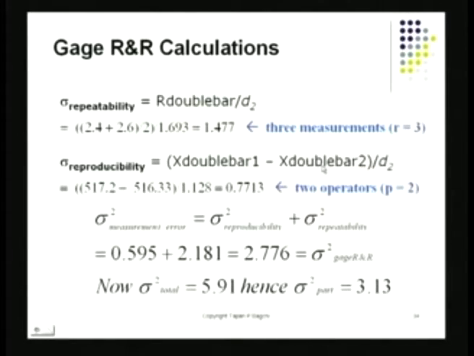This is now a range, and this range is attributable to the two operators, and therefore this D2 would have to be dependent on P equal to 2, and I go back to the table again and I can actually do that. Let's take a look at D2 here. The value that I've used here is 1.128, and that should correspond to my value of N, which in this case is P, equal to 2.